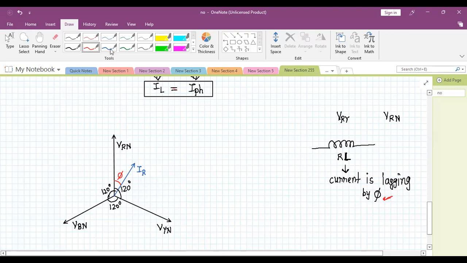Now, as I told you, our system is identical. So whatever the angle between VRN and IR, the same angle is between VYN and IY. IY is my phase current, and this angle is also phi. Consider the same for the third current, which is IB.